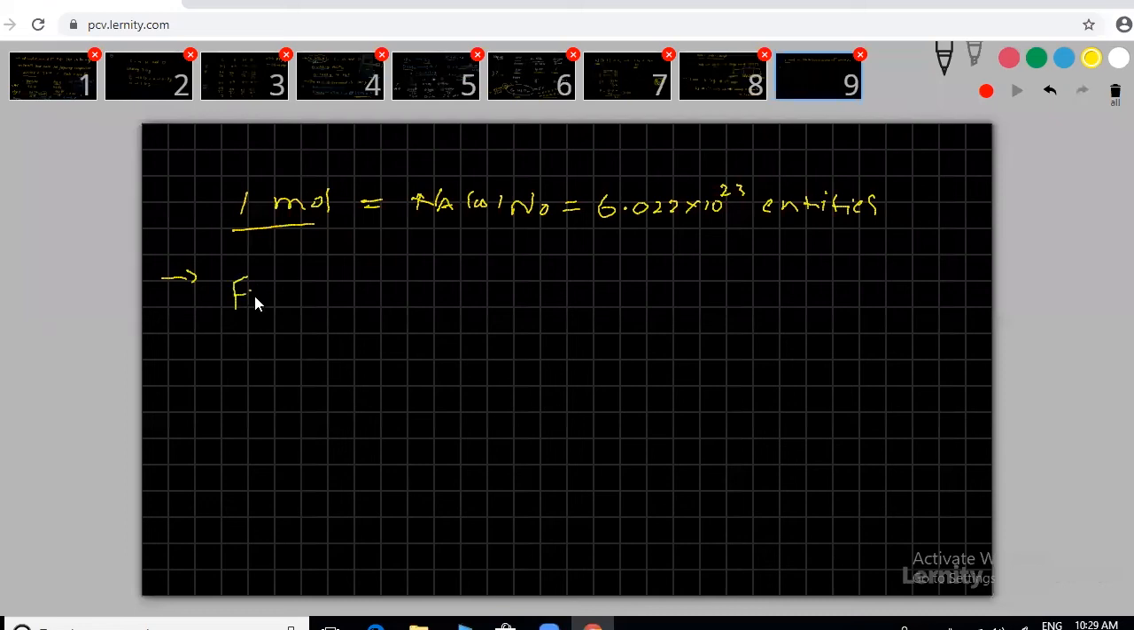For elements, 1 gram atom equal to 1 mole of atoms. 1 mole of atoms equal to Na atoms.